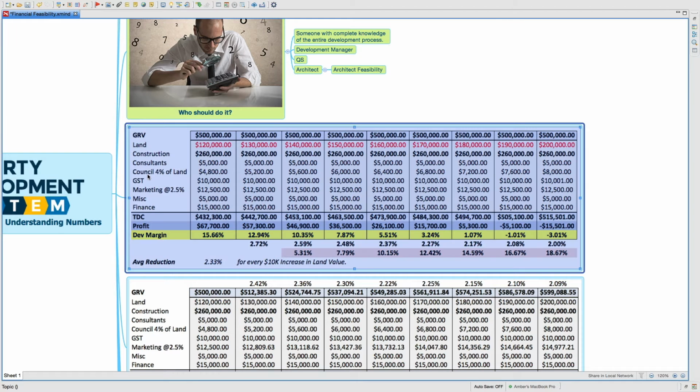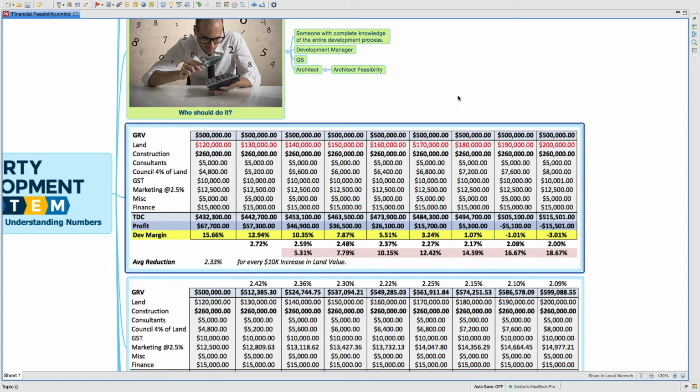If you look at council contribution, in this scenario, for example, it's a 4 townhouse development, and so I put in 4% of land value. In Victoria, as a rule of thumb, if you're putting 4 townhouses on a block of land, council contributions are approximately 4% of the land value. So that's what I put in over there, and see how that changes with respect to the land value. Now if you look at marketing, that also stays constant.